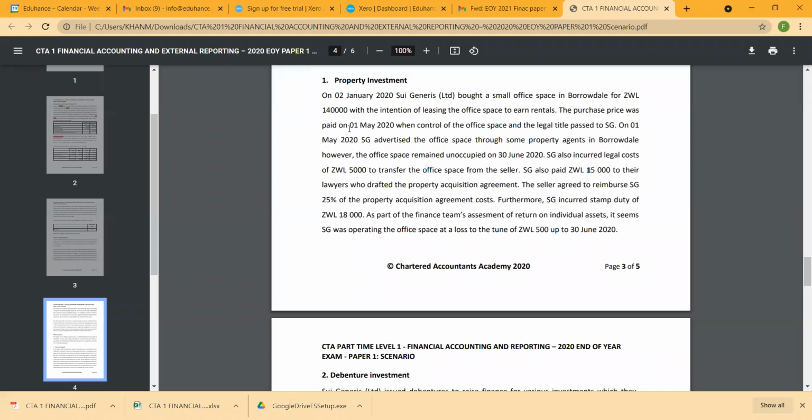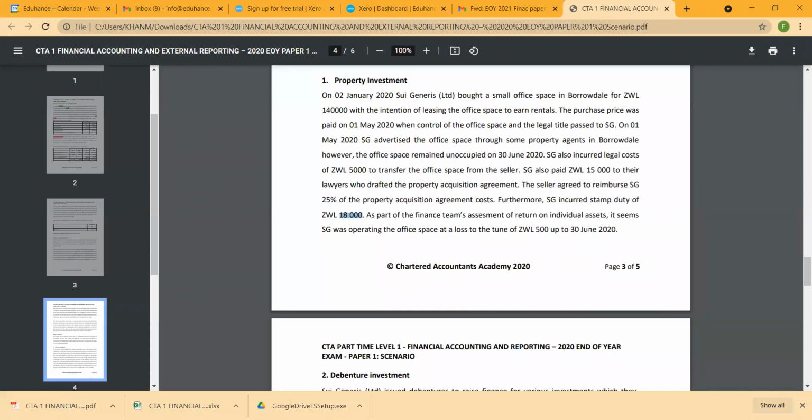Okay, so therefore it's 140, 5,000, and then 75% of this 15,000. And then stamp duty of 18,000. So therefore, the cost is going to be debit investment property of 140 plus 5 plus 75% of 15,000 plus 18,000.